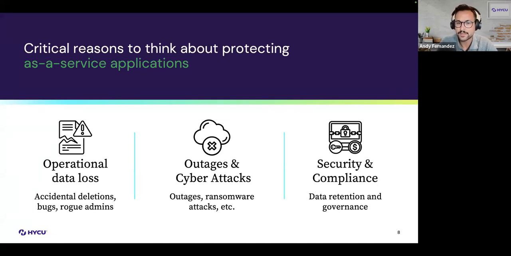Now, cyber attacks are rapidly targeting SaaS applications. They're rapidly targeting SSO providers. So how are organizations going to be able to recover from that? And then obviously you have your data retention and governance requirements as well.